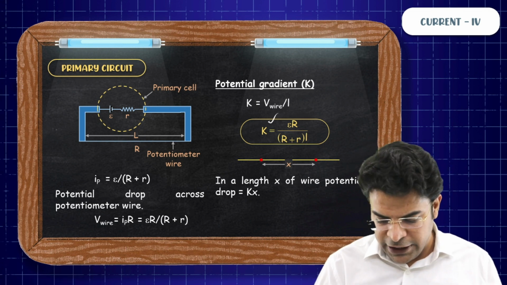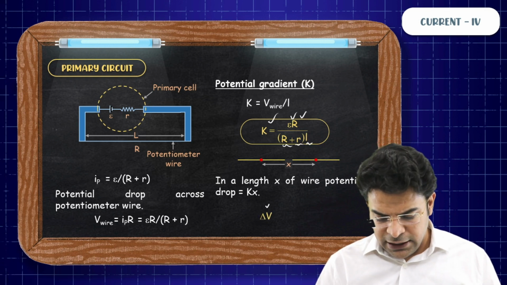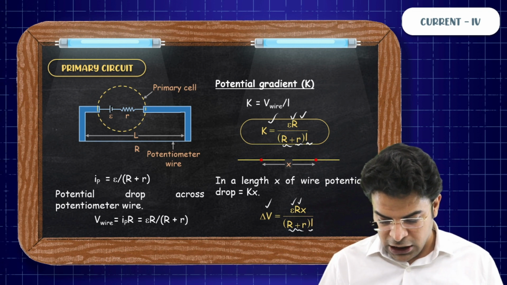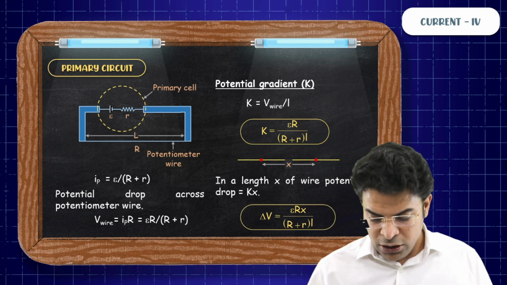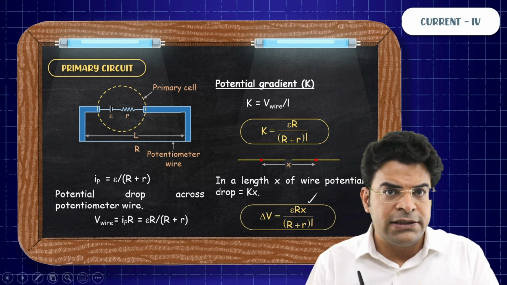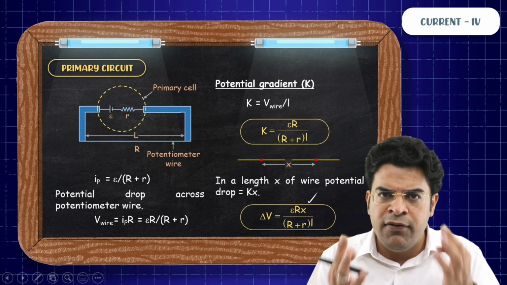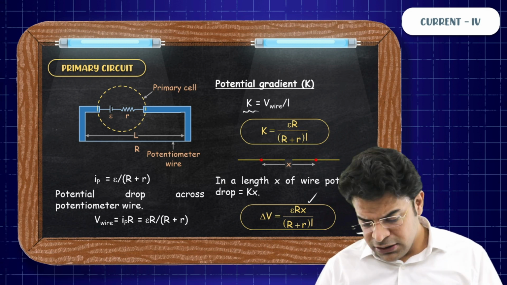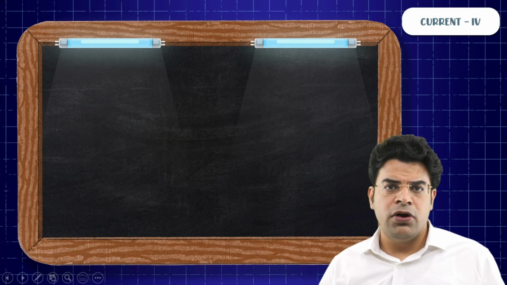Substituting the value of K equal to ER upon R plus R into L, you get that the potential drop equals ER upon R plus R divided by L into X. So I have just substituted the value of K. Do not try to remember this formula. Put it in your linked memory, and this is not at all rocket science. You just have to remember, if the potential drop per unit length, the potential gradient, is K, then the potential drop in a length X has to be Kx. So let's move on with one example.